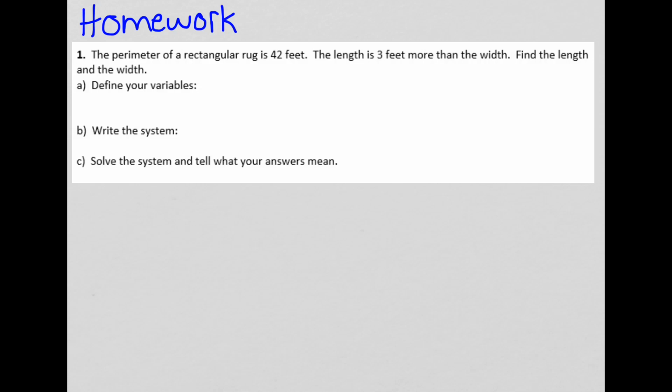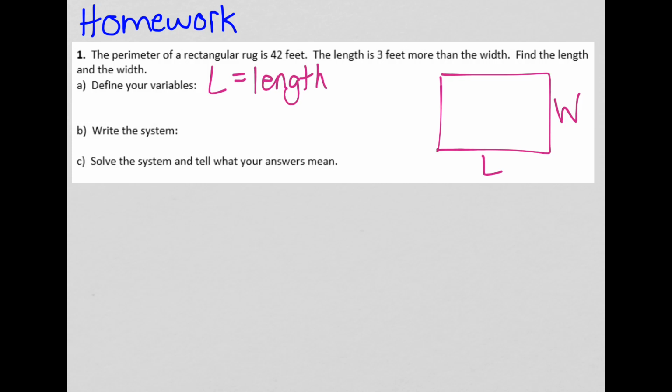Okay, so I have a rectangle. This is my length, and this is my width. And so I'm going to say L is my length, and I used a capital L so that I didn't get that confused with a 1. Sometimes I also use a cursive L. W is my width. Okay, so what would an equation be?